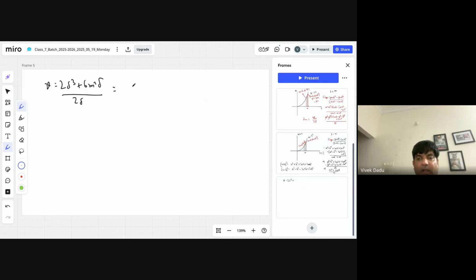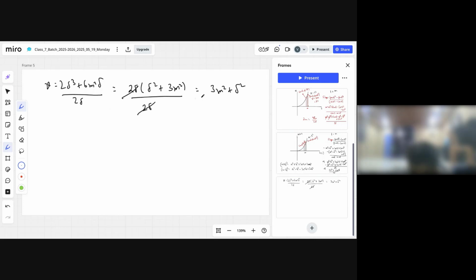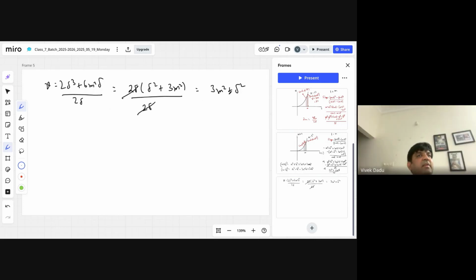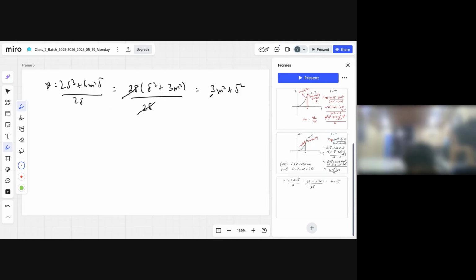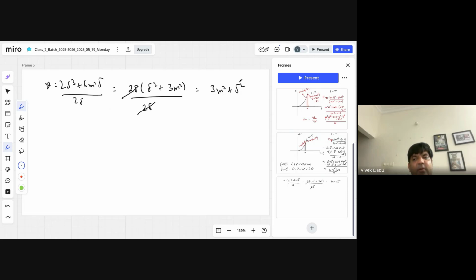Now numerator, what can I take common? 2 delta. So I get delta square plus 3m square, which is 3m square plus delta square. Now see, m is some time, right? What is delta? Delta is something very small, right? So in front of this guy, this value will be negligible.